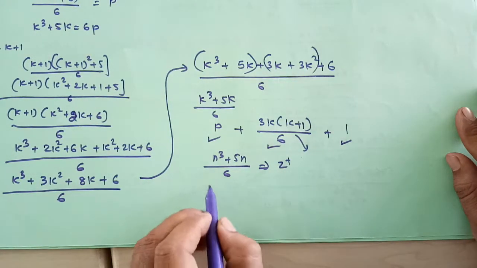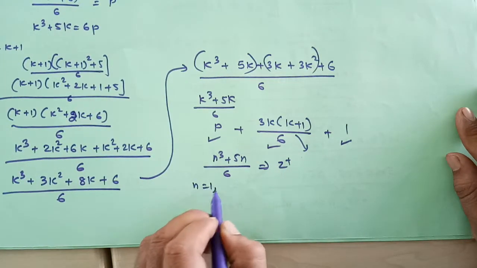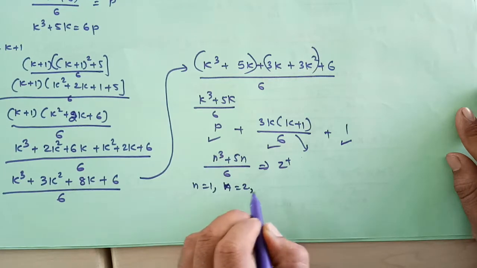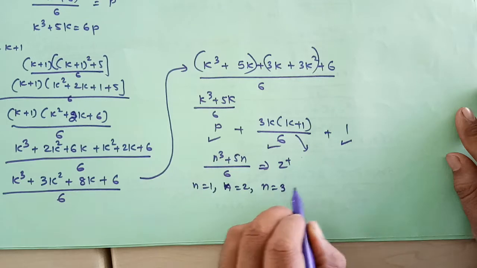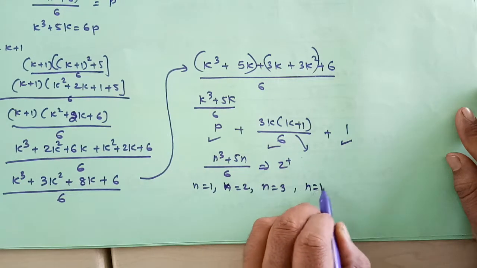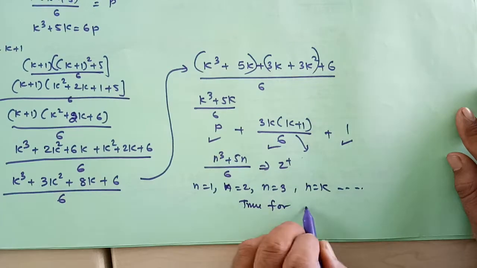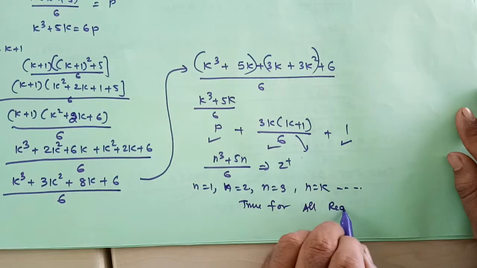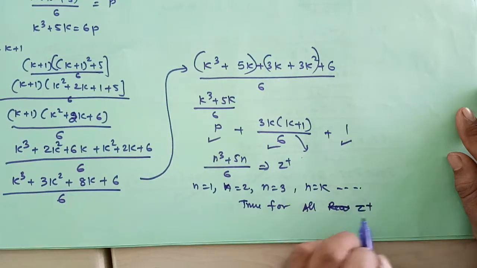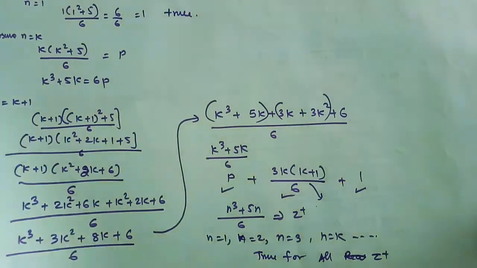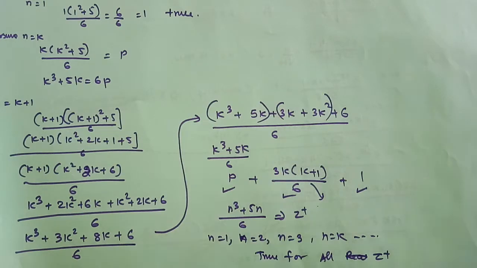All right, so when I have to write down, it's n equals 1, n equals 2, n equals 3, n equals k, it is going to be true for all positive integers. Next, I'm going to demonstrate one of the induction problems on trigonometry using complex numbers.